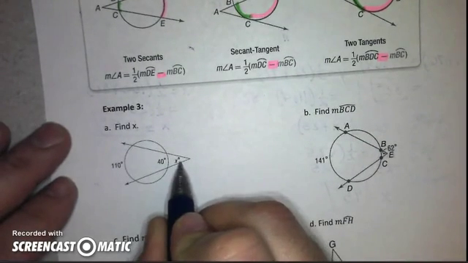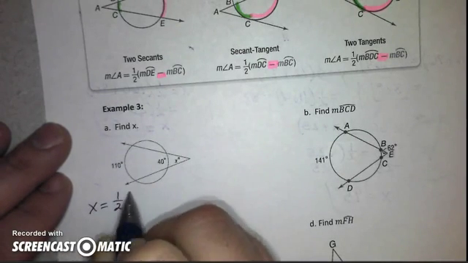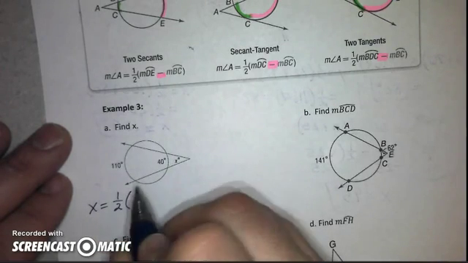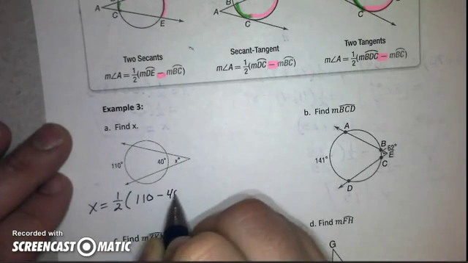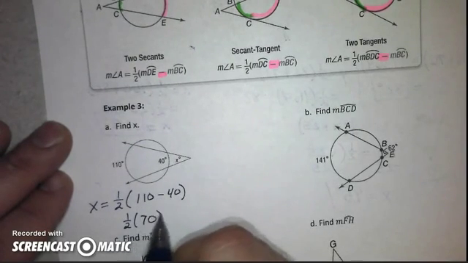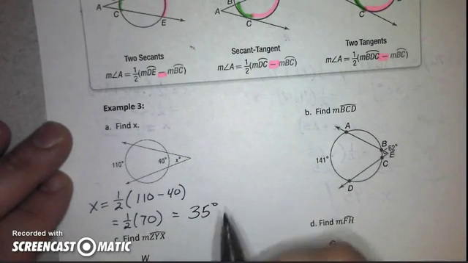So in this case, the value of x is equal to 1/2 the difference of the arcs, not sum. We want to subtract when the angle is outside. So we do 110 minus 40. 110 minus 40 is 70. And half of 70 is 35 degrees.